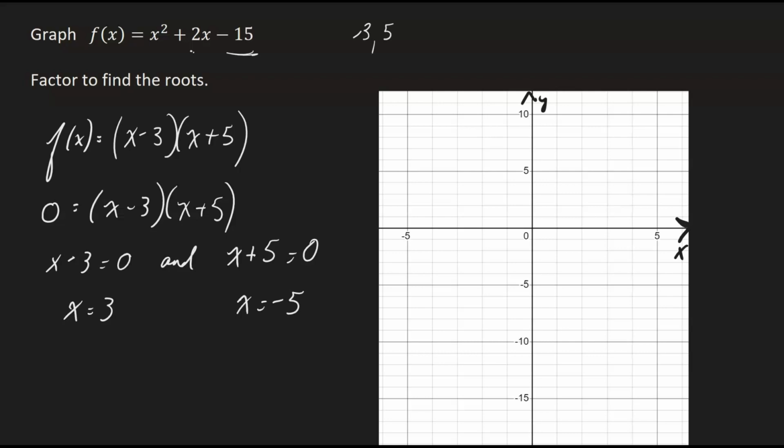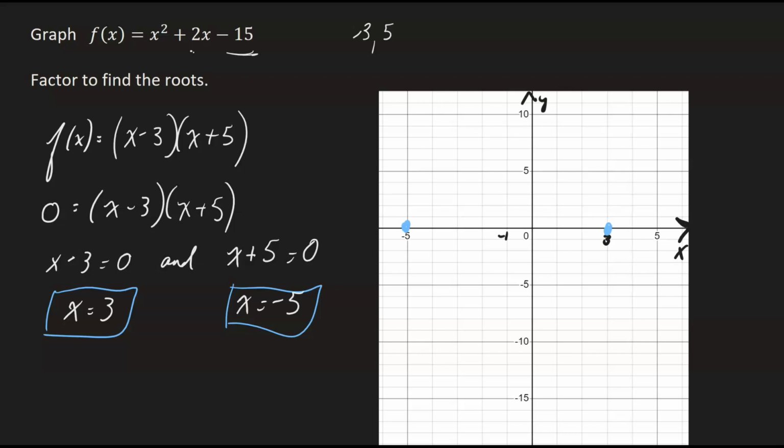So let's use a blue dot and put our roots on our graph. 3, so right here is 3. I should mark that line with a 3. And -5. Now, halfway between 3 and -5 is what value? And it is actually at -1, right? Because that's the halfway point.